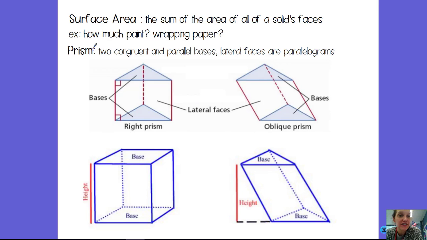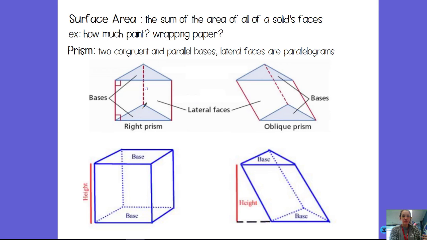Today we're going to find the surface area of a specific type of 3D figure called a prism. A prism has two congruent and parallel bases. They can be any shape, any polygon. Those two bases are connected by what are called lateral faces, and in a prism, those lateral faces are going to be parallelograms.